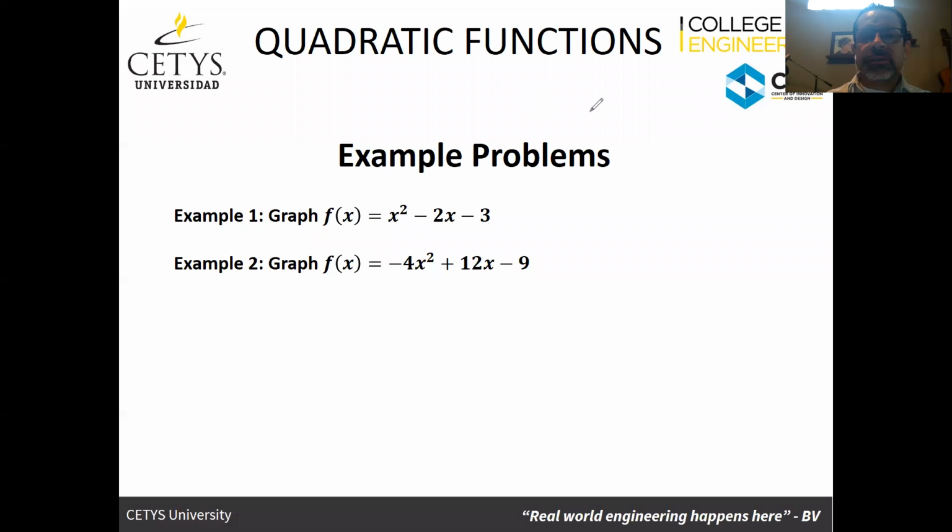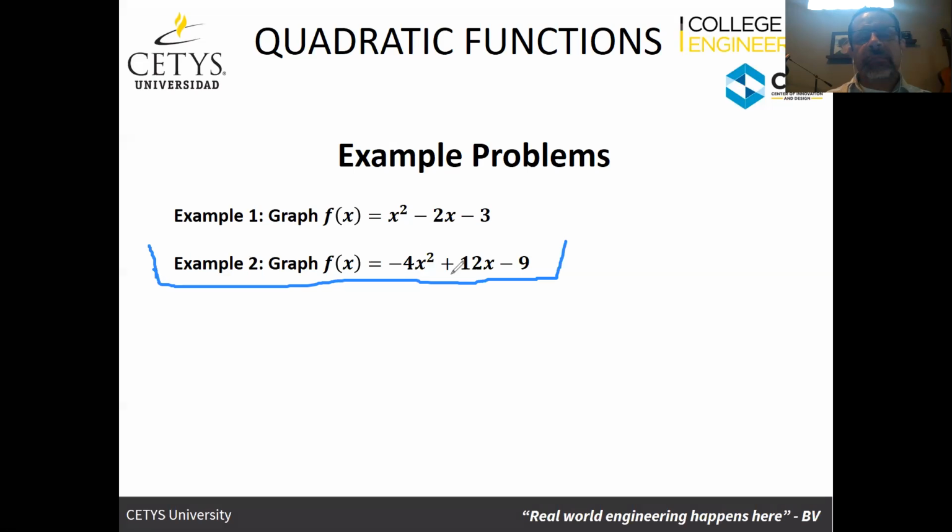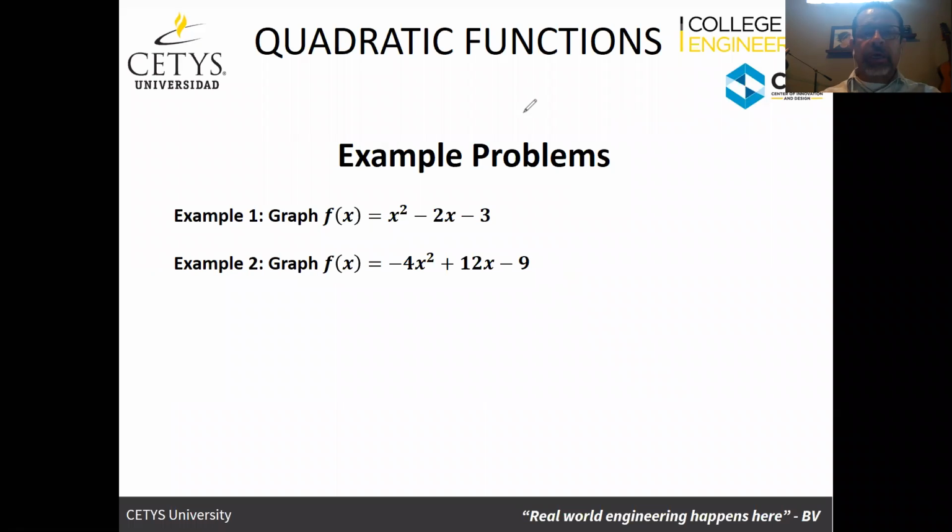Before we go on to the next topic, I had asked you to try to do example 2, which is the graph of minus 4x squared plus 12x minus 9. Let's try to do the graph and do everything: find the information of the function and sketch the graph for that function. So I'm going to switch over to the canvas over here.